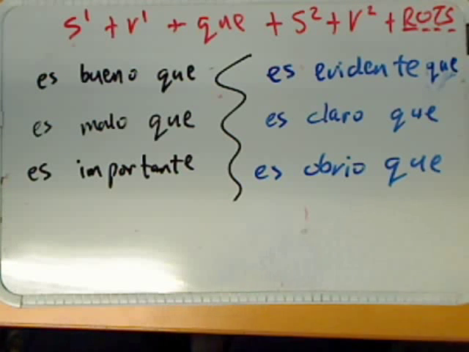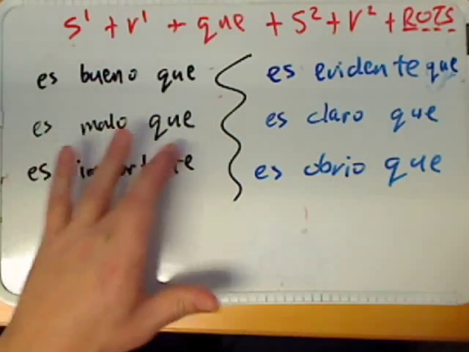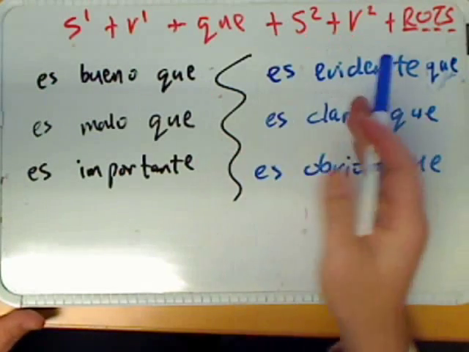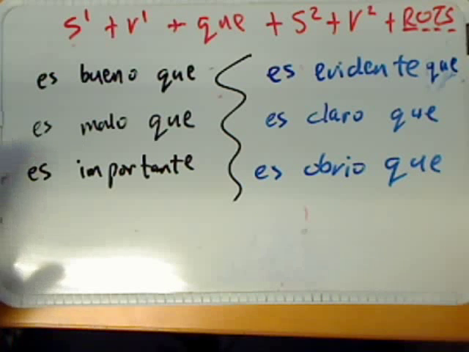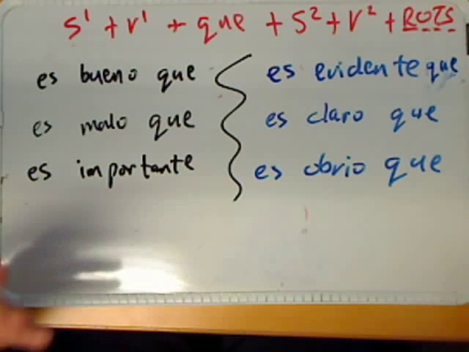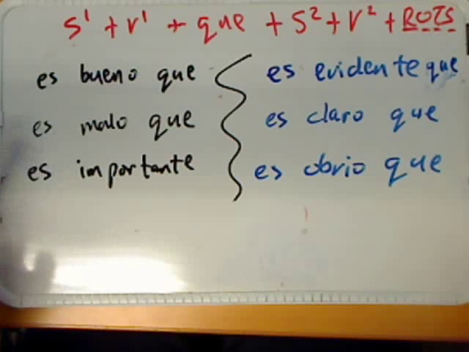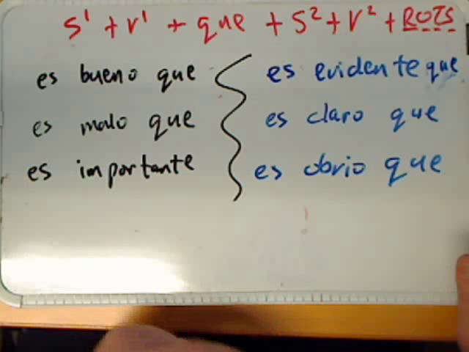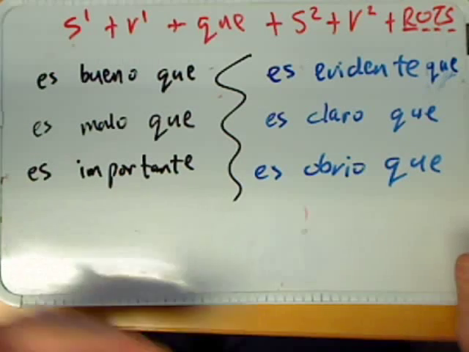Now, impersonal expressions are just that. There are some examples: es bueno que, es malo que, es importante que. And then on this side, and I'll explain later why they're on this side, es evidente que, es claro que, es obvio que. When you state them in English, es bueno que, it's good that. The expression has no person. There's no yo, and there's no tú, there's it. Es bueno que. Es evidente, it is evident that. There is no person involved, and that's why they are impersonal expressions.